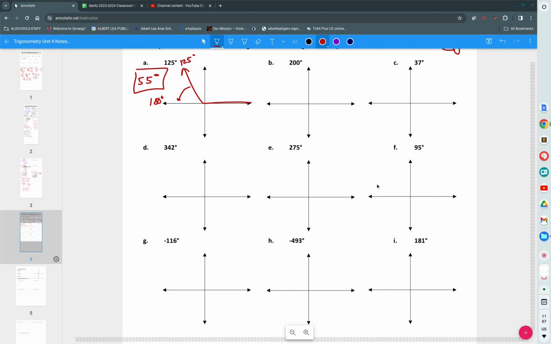200 places you in which quadrant? Into the third quadrant. 20-degree reference angle because it's 20 degrees from 180 to 200. 37 degrees is in which quadrant? The first quadrant. So you have a 37-degree reference angle. Don't make the easy ones any more difficult than they need to be.